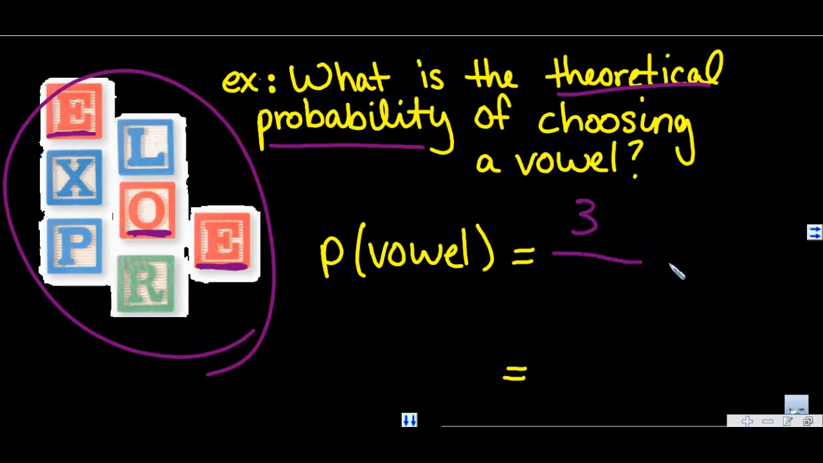over a total of 7 blocks. This would be our theoretical probability. So theoretically, picking a vowel randomly, we have a 43% chance of doing so. Almost equally likely as picking a consonant.